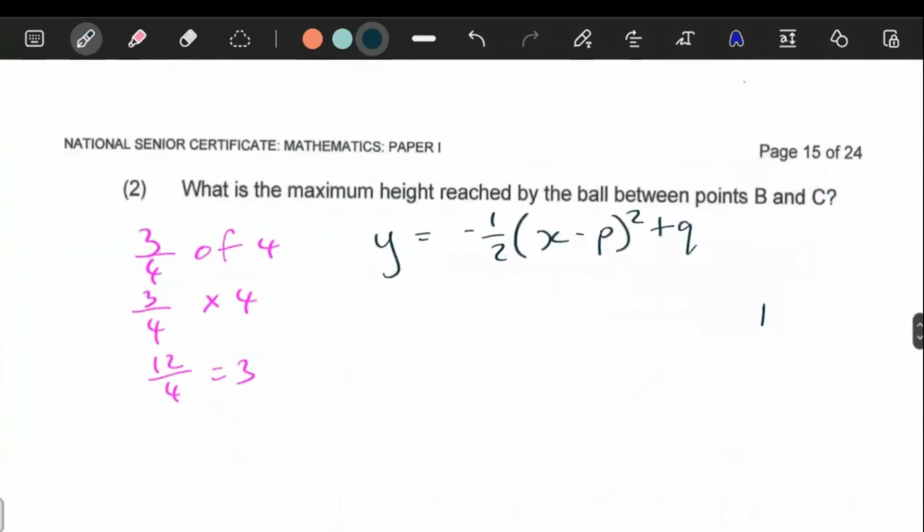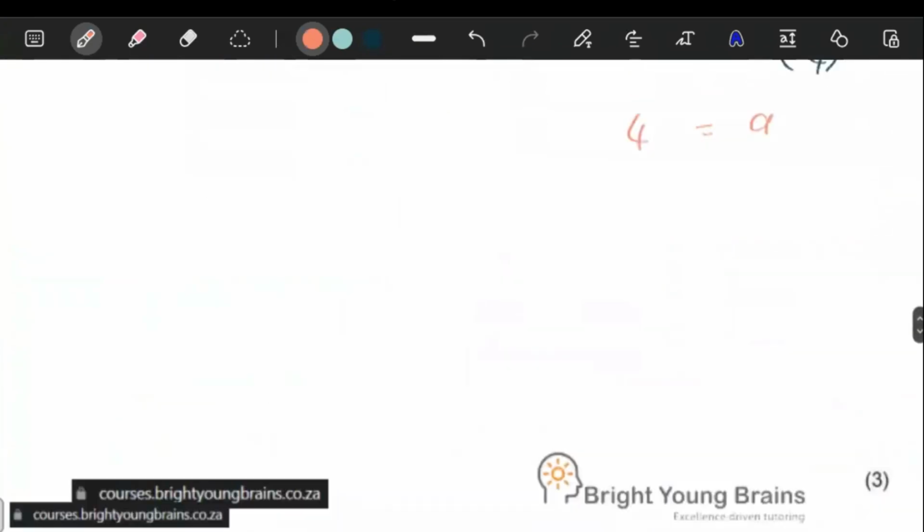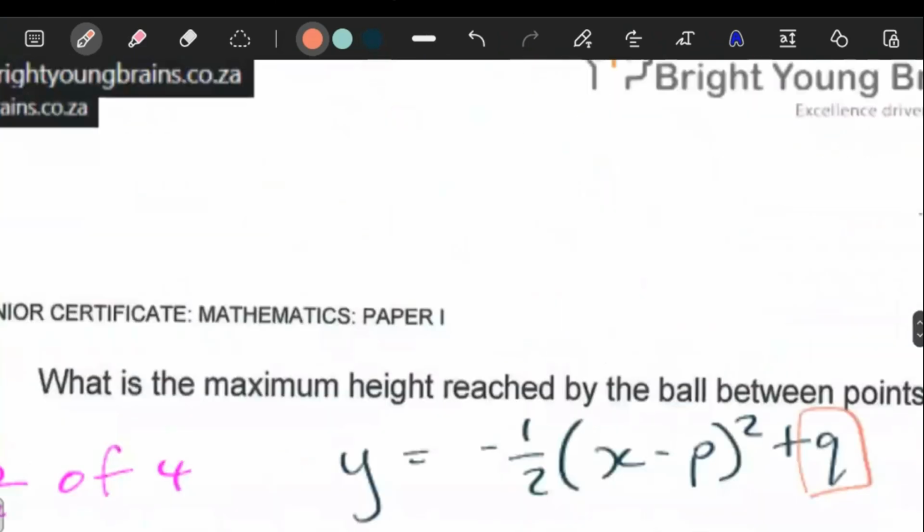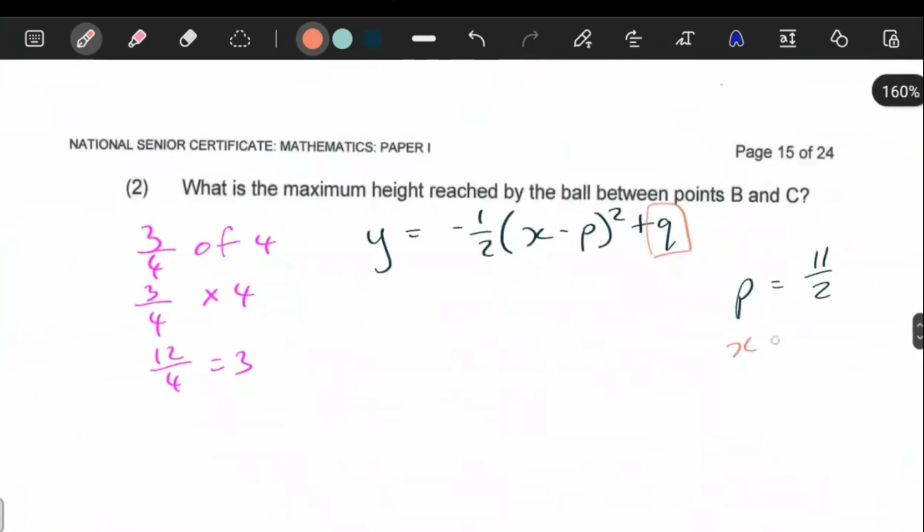So our value of P is equal to 11 over 2. And then for us to get a value of Q, we need to at least get a coordinate that the graph passes through. We can either use B or we can use C. So let's use B because it's the coordinate (4, 0). So our x value is equal to 4, y value 0.